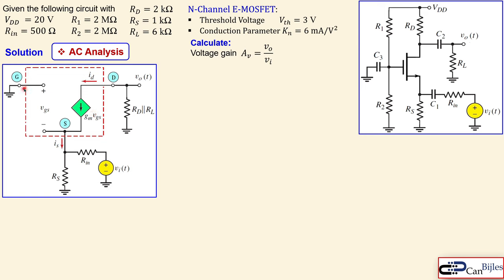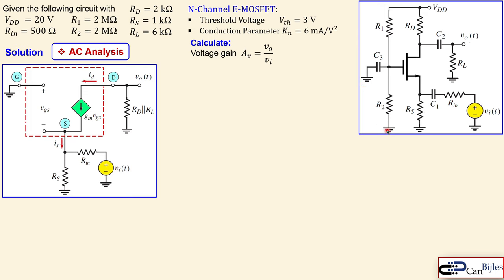We also see the gate, the drain, and the source nodes. Let's go one by one. The gate is here. That is connected to ground here via the C3 because that is perfectly shorted. Every capacitor actually is perfectly shorted for AC. But it is also shorted. So the gate is shorted and the other node of the R2 is shorted.